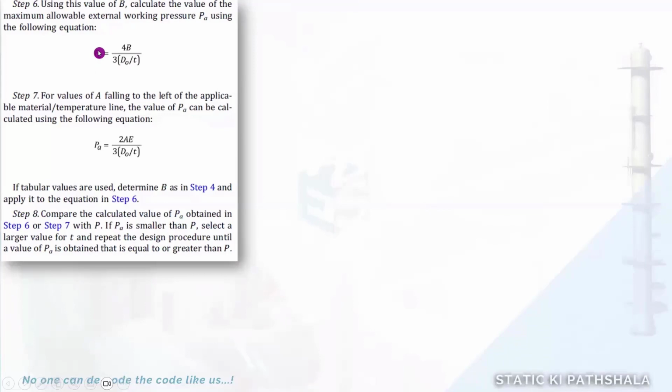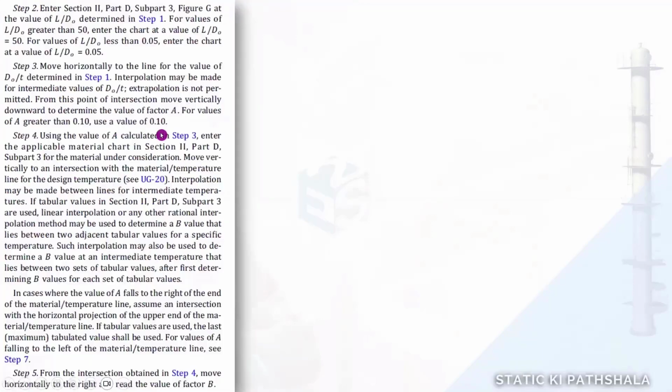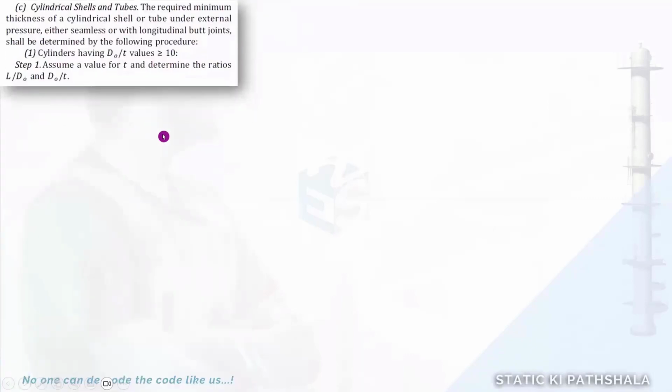That has to be more than the design external pressure. Let's say the design external pressure is full vacuum, which is 15 psi. If your PA value is more than 15 psi, your design is safe. If it is lesser, then you have to either increase the thickness or incorporate stiffener rings, and re-perform the calculation. And if factor B is not found, then you have to use factor A and 2AE upon 3 times DO by T. So these are the equations and the procedure we follow when dealing with external pressure for the cylinder in Division 1.